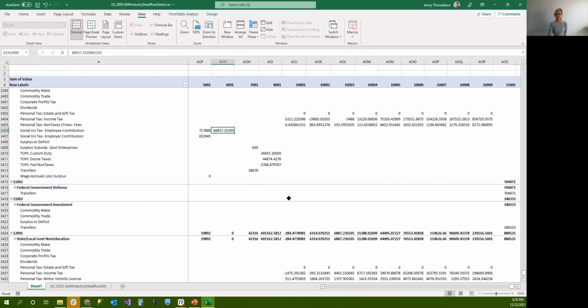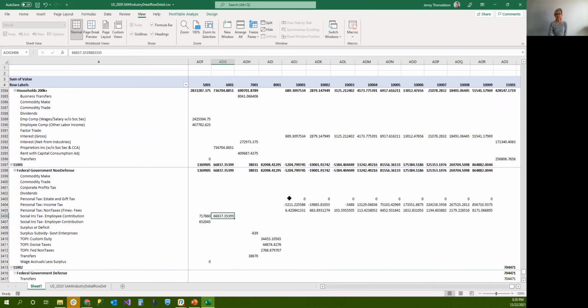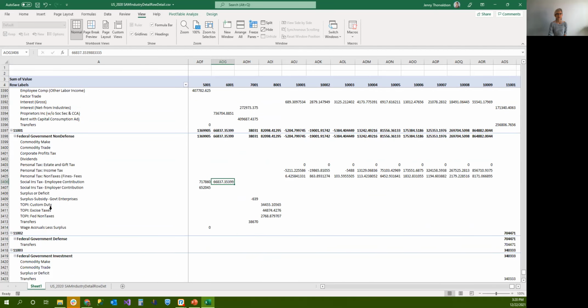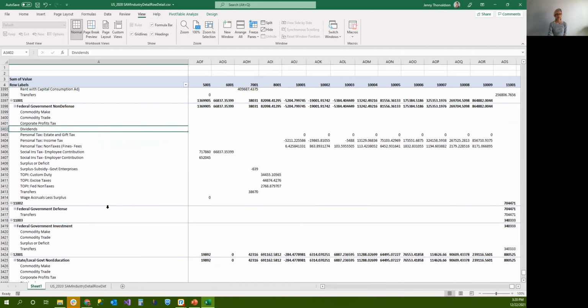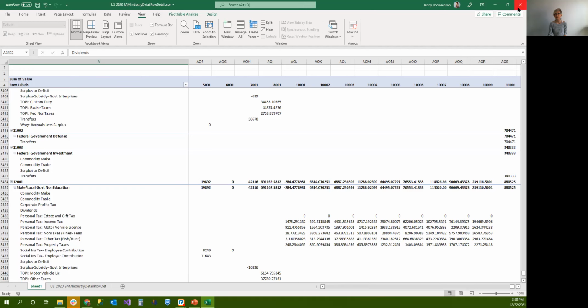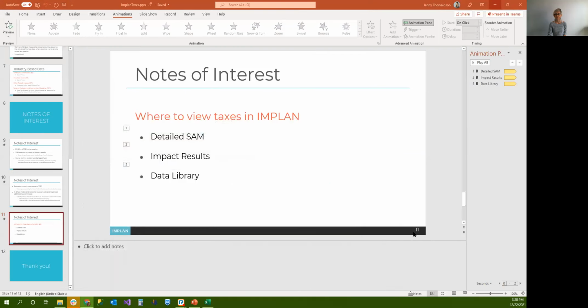Okay, so that kind of just describes that here in the detailed SAM, you can really see all the different types of payments to government. Now, as I mentioned, not all payments to government are taxes. There's things like transfers, they receive dividends because government invests, and also there are some, I think, interest payments and things like that. So there's all kinds of good information here in the detailed SAM, but I'll get out of there for now.